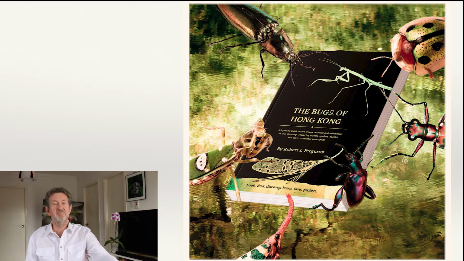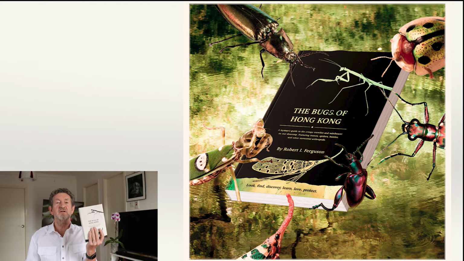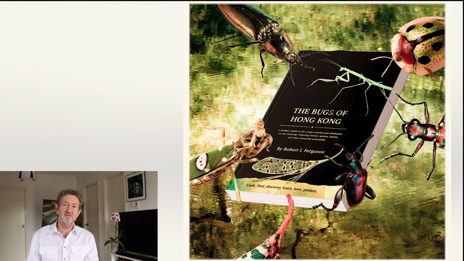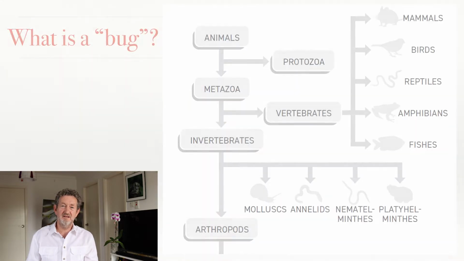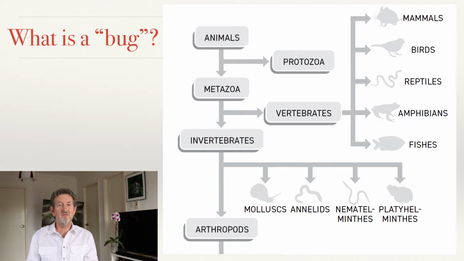So I've just finished and published a book called The Bugs of Hong Kong. So I thought it would be useful today to try and define what a bug actually is. And one way of doing that is to first of all look at what a bug is not. And to help us do that, we can look at this chart of the animal kingdom. And we can see that the animals are all classified and ordered according to their shared characteristics.